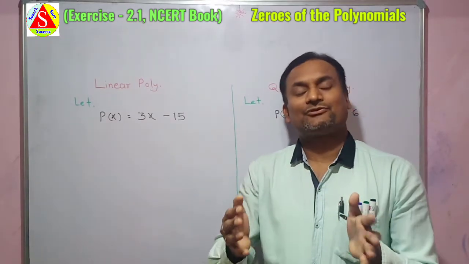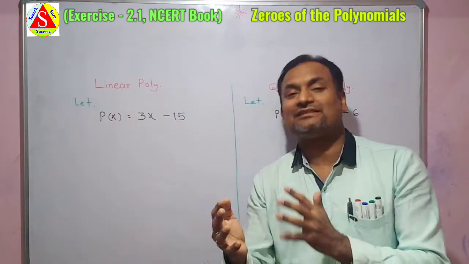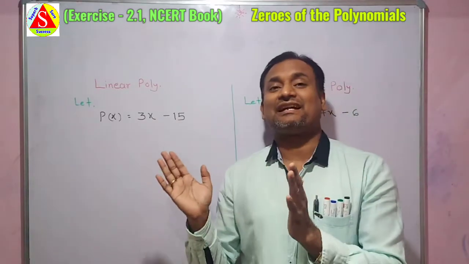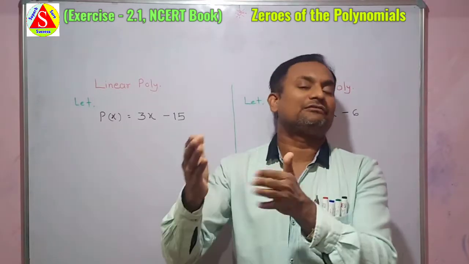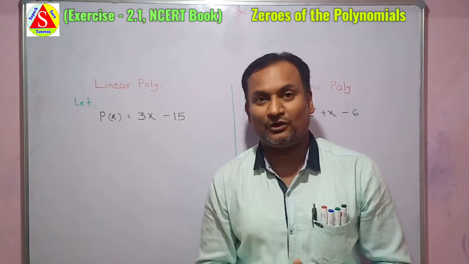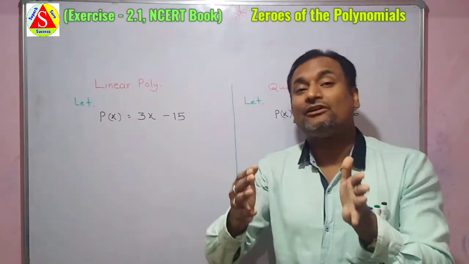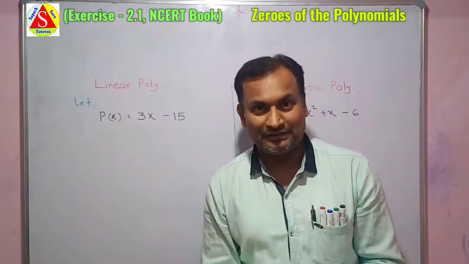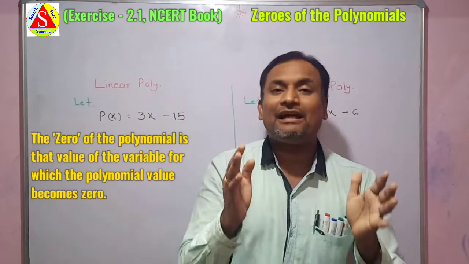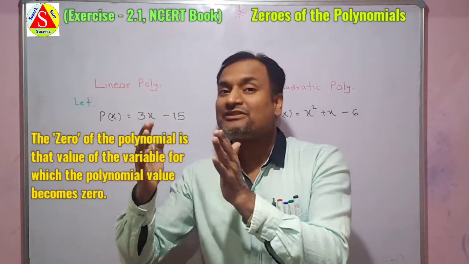Okay, so dear students, let's start the video and let's see how we can solve the questions of this exercise. Since this exercise is related to the zeros of the polynomial, you must know what is the meaning of zero of the polynomial. First of all I am going to explain the meaning of zero or zeros of polynomials. Okay students, the zero of any polynomial is that value of the variable for which the polynomial value becomes zero.